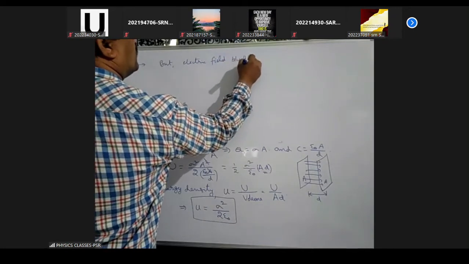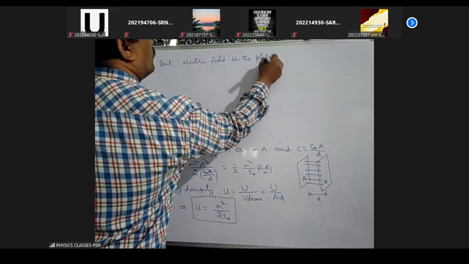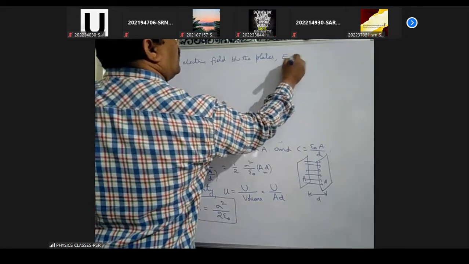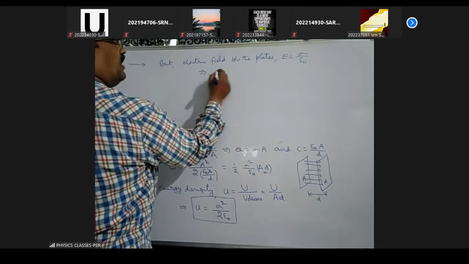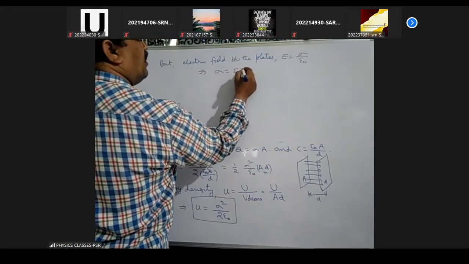The electric field between the plates, E, is equal to sigma by epsilon naught. This implies sigma is equal to epsilon naught E.